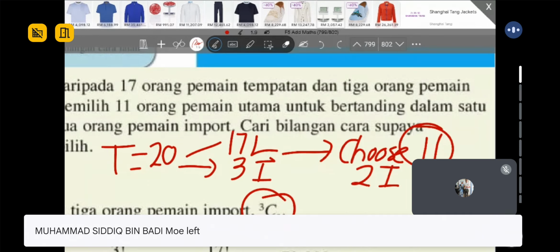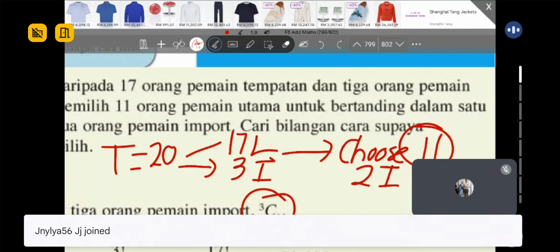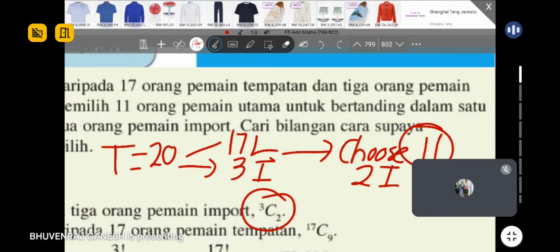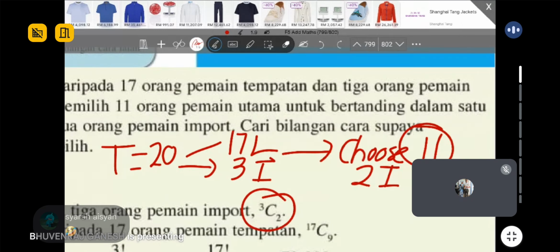Who doesn't know football team must have 11 people? Can you type me in the comment box? Siapa tak tahu benda ni? Pasukan bola sepak kena ada 11 orang. Jangan kamu rasa pelik tahu. Akan ada orang tak tahu yang ni. That's why saya tanya. Sebab yang ni common sense. Kalau kamu tak ada yang ni, tak boleh jawab soalan ni.